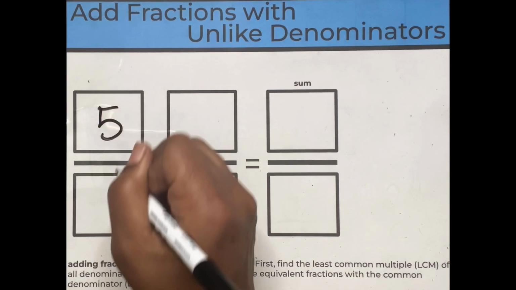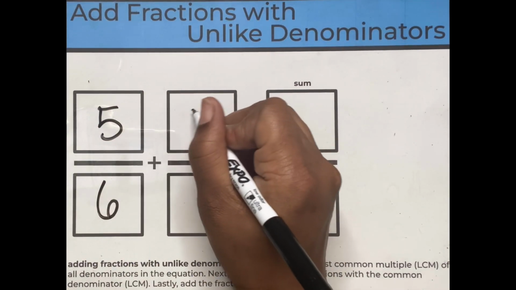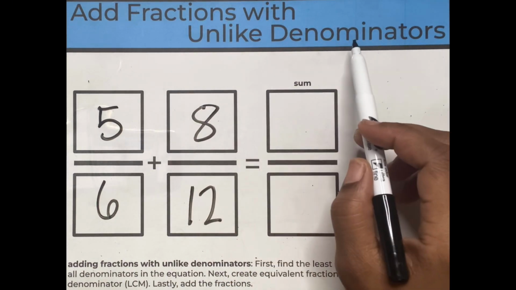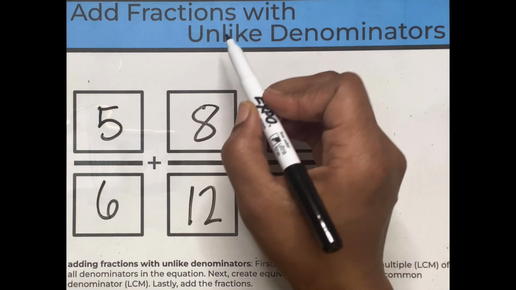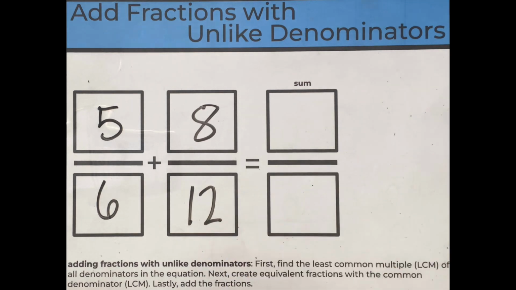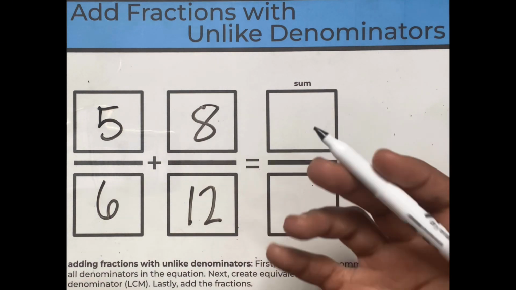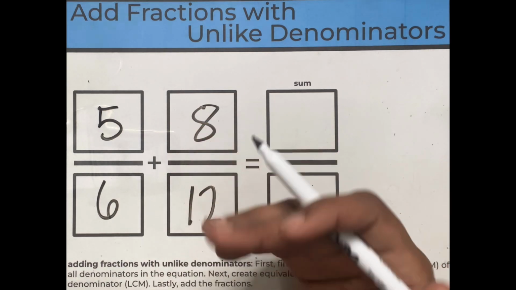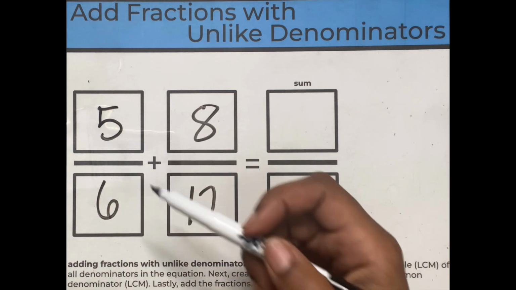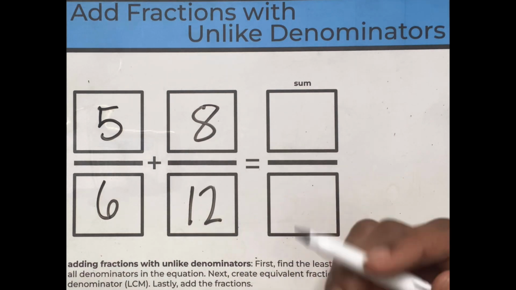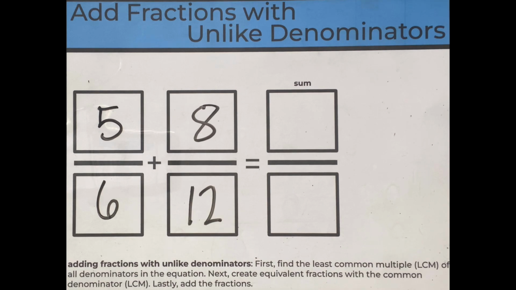Our first equation is 5/6 plus 8/12. Okay, when we have unlike denominators, that means that they are different, hence the word unlike. In fourth grade, you added and subtracted with like denominators that were the same. However, in fifth grade, you're going to add with unlike or different denominators. In this equation, our addends, or our fractions that we're adding, are 5/6, we have a 6 in the denominator, and 8/12, we have 12 in the denominator. Do you see how they are different?